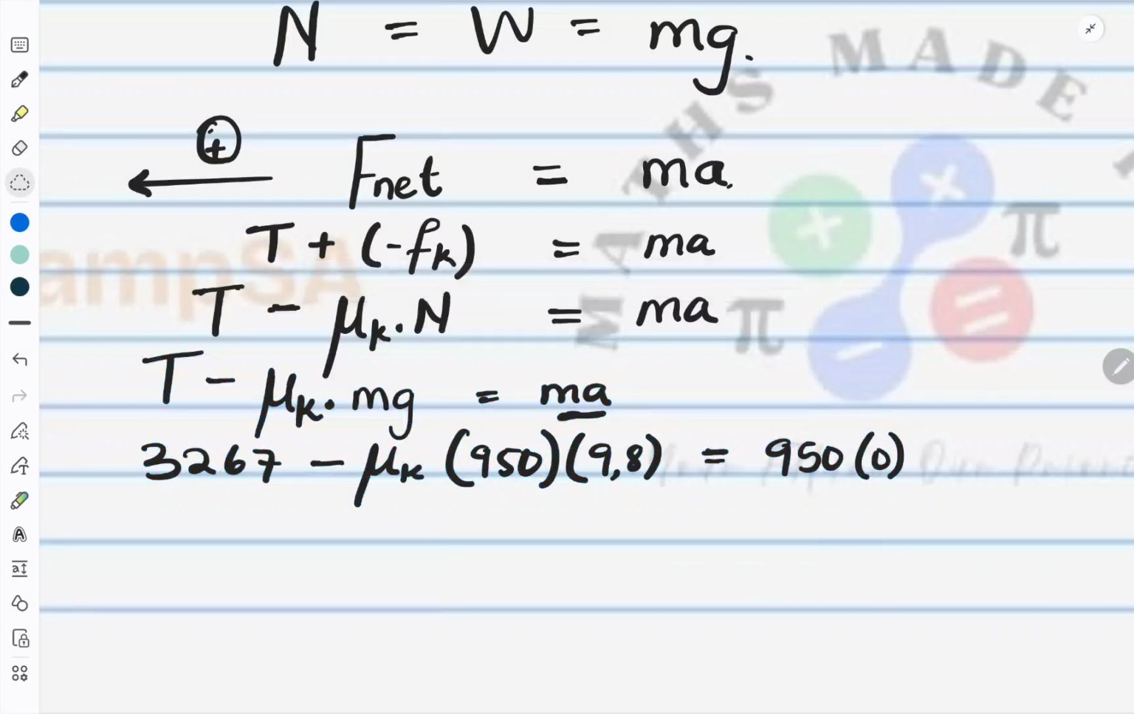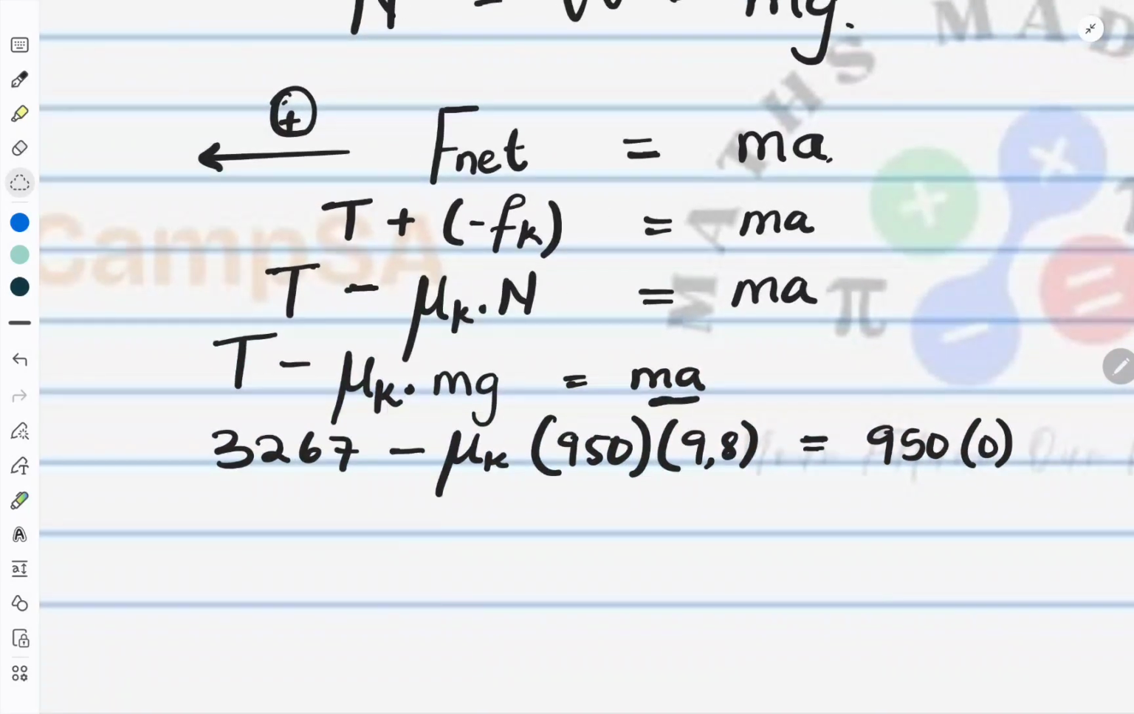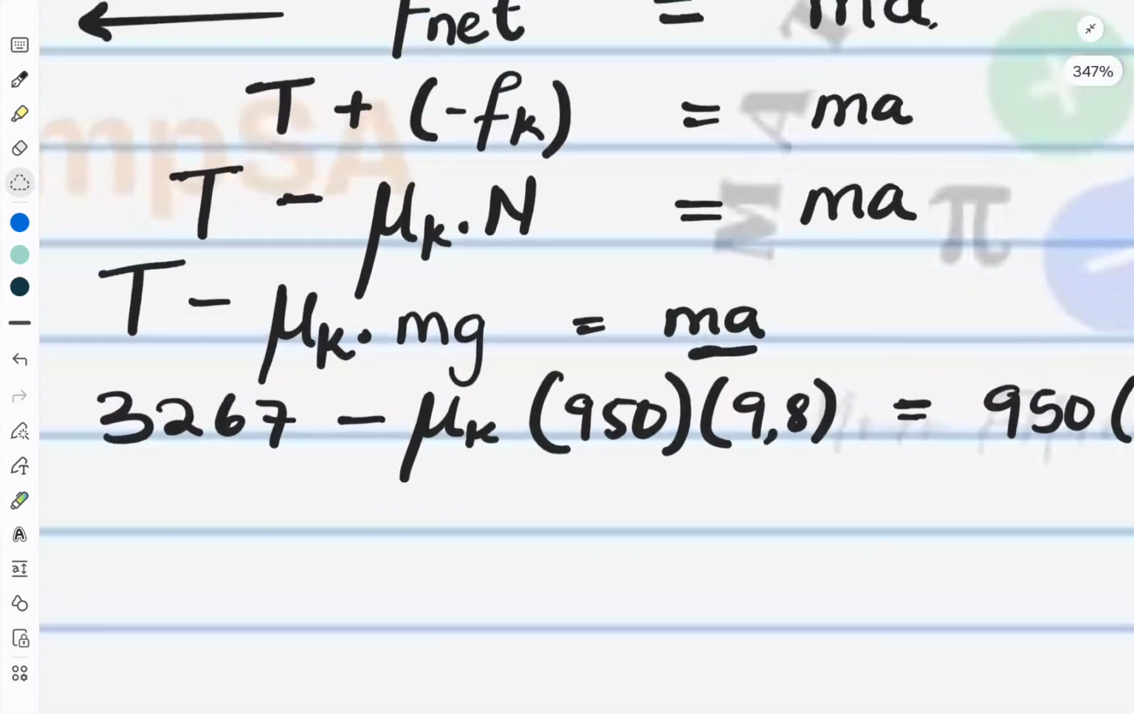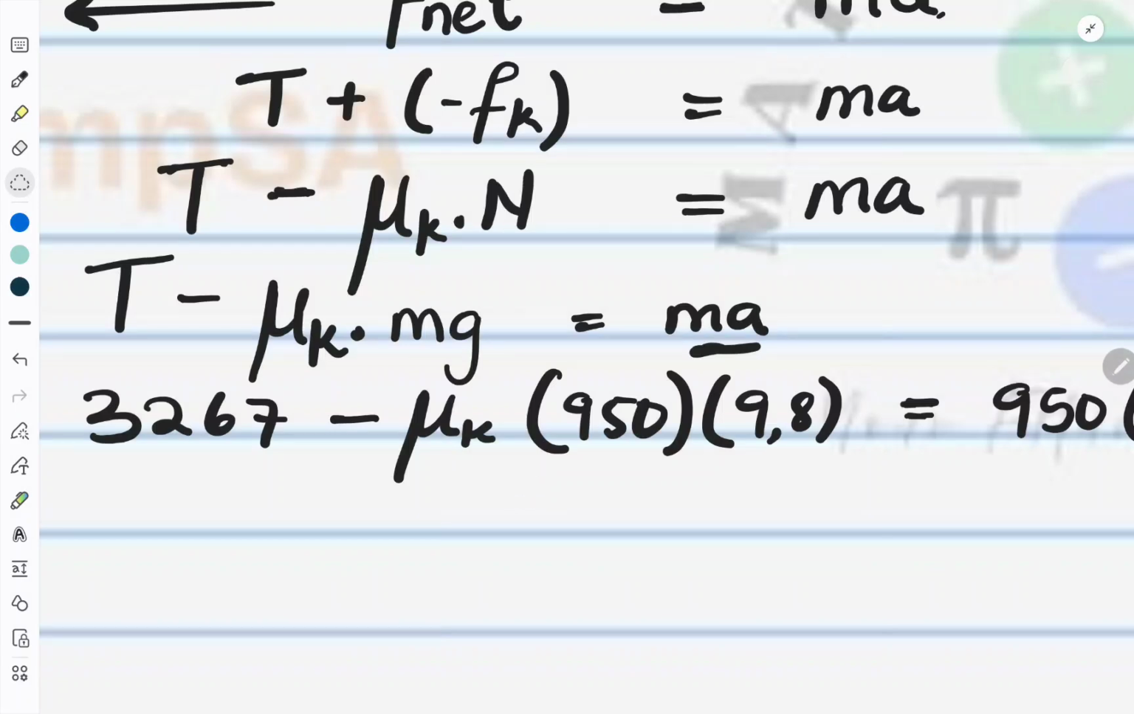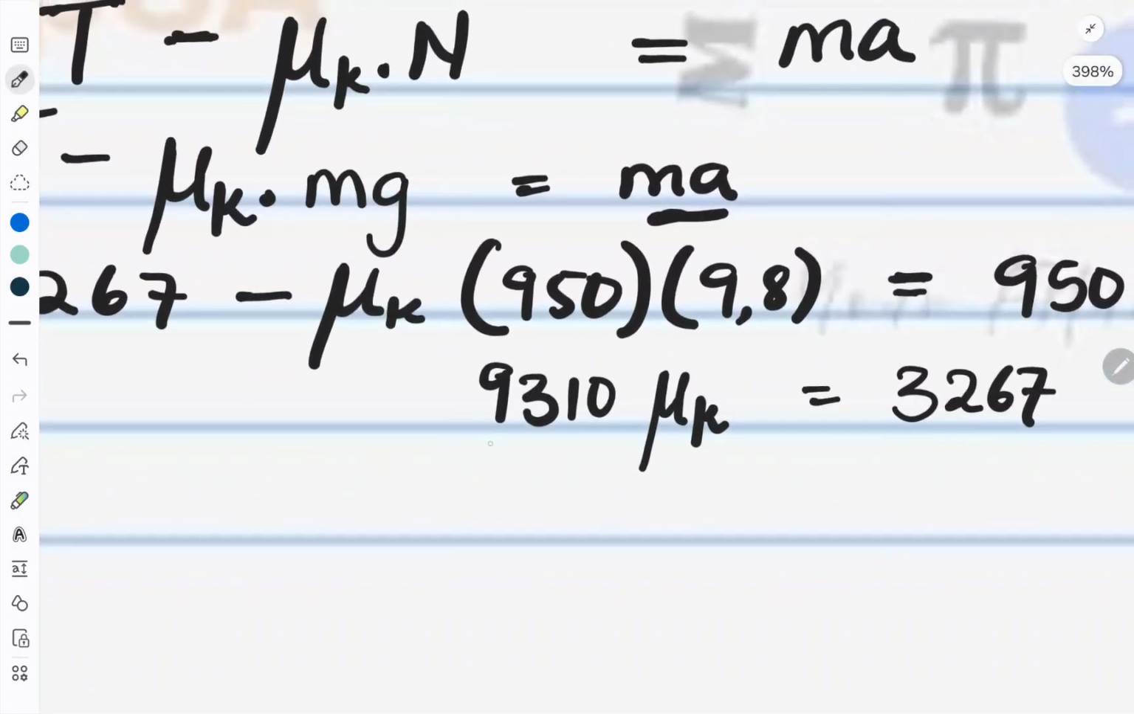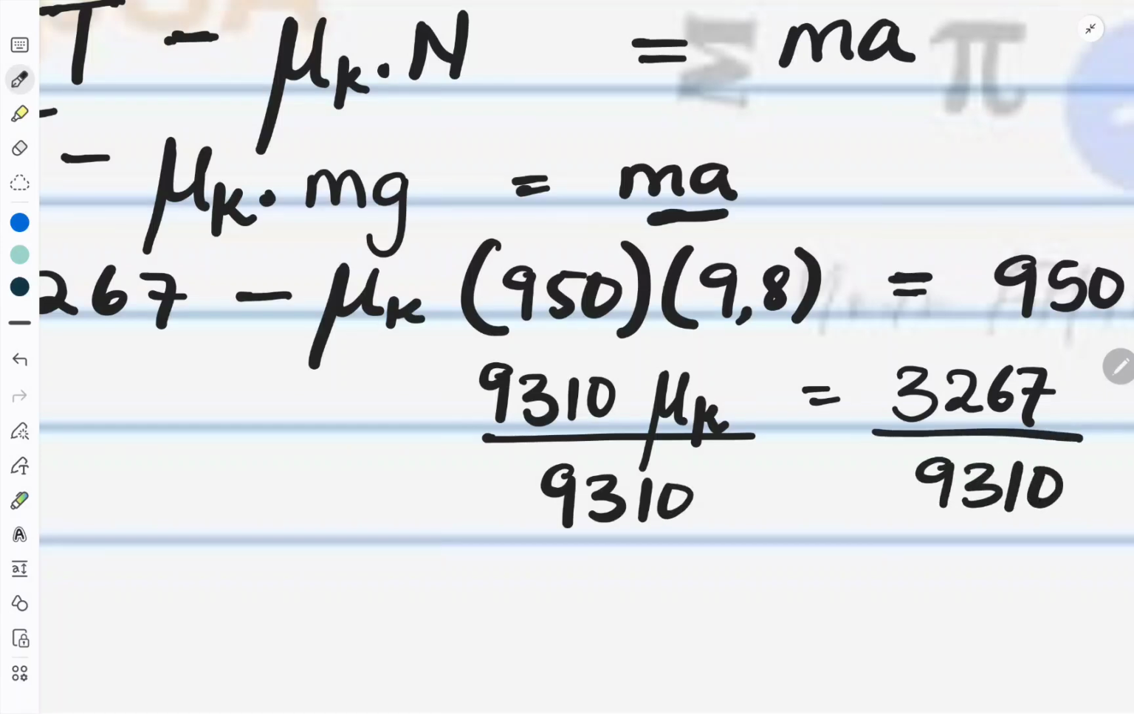From here is just maths. You can take your mu k to the other side and then divide. So what's 950 times 9.8? That's 9,310. So you'll get mu k is equals to 3,267. Then you divide both sides by 9,310. And then your mu k will be 0.35. That's your answer.